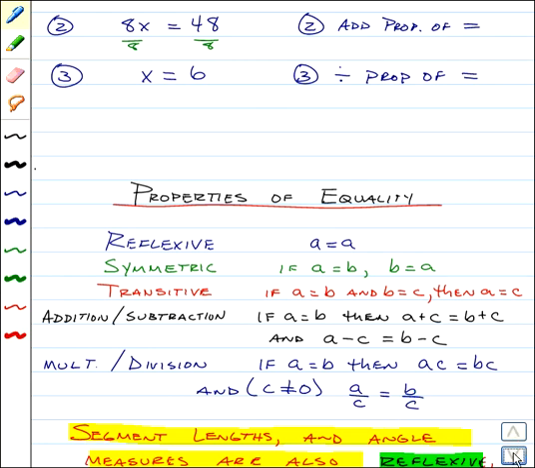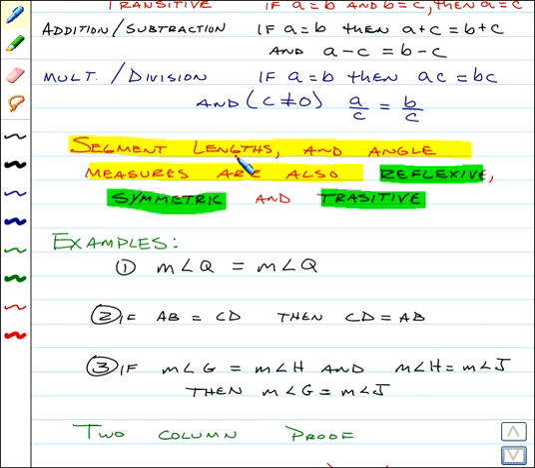And just to let you know, because this is geometry, segment lengths and angle measures are also reflexive, symmetric, and transitive.